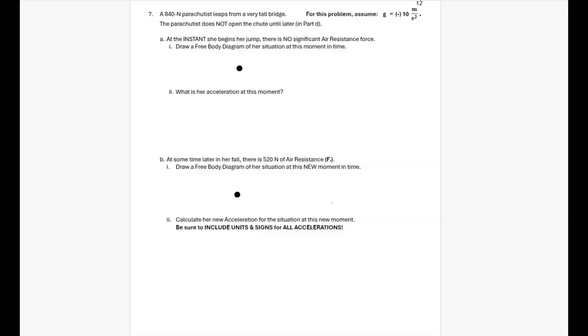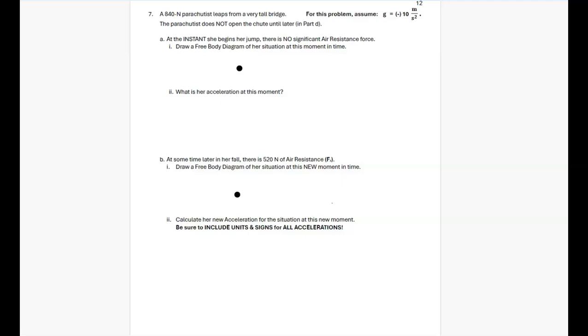Now, at that moment, since there's no air resistance, the only other force that's on her at this point is her weight force. And you're told exactly how much she weighs, 840 newtons. You'll notice this time we were given her weight, not her mass. So be very careful: when you see newtons, it's a force. And if you see kilograms, it's a mass.